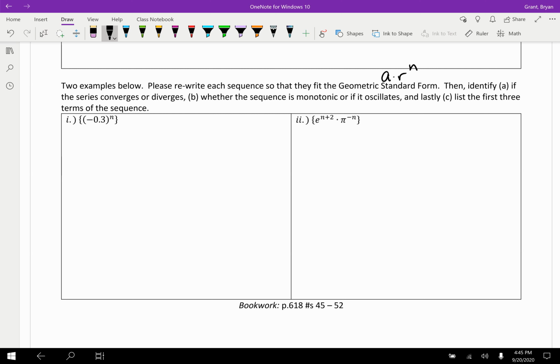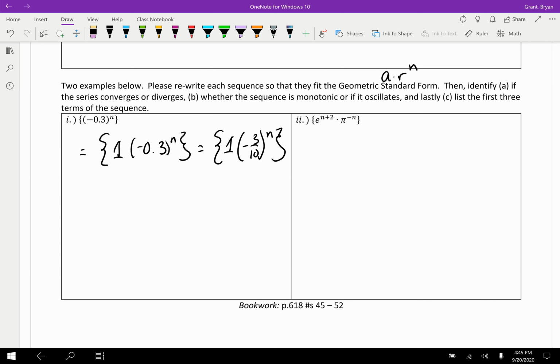Okay, so looking at this sequence, I think we have 1 times negative 0.3 to the nth power. Or it might even be nice to rewrite this as 1 times negative 3/10 to the nth power, right? We know it's negative 3/10 because we read this as 3/10, and so you write it as 3 over 10.